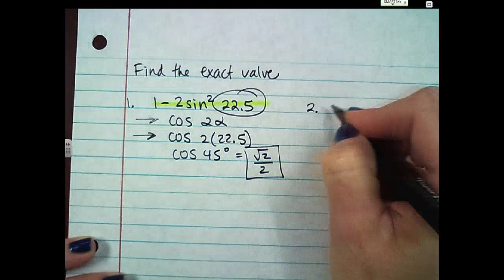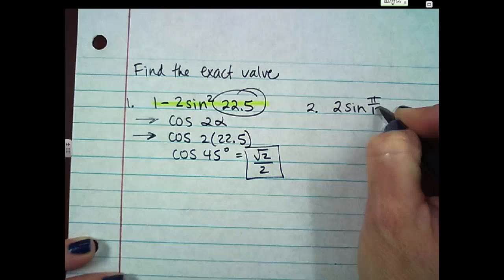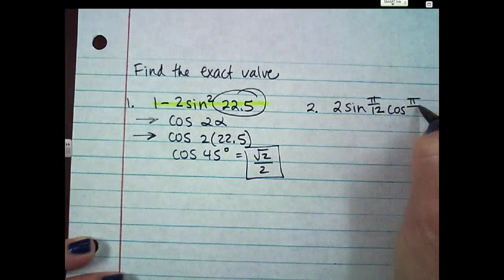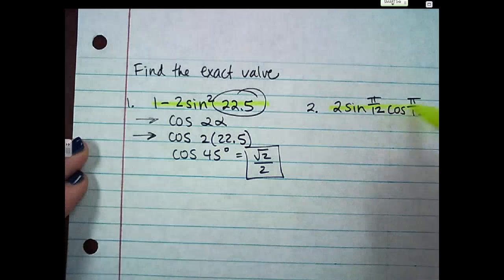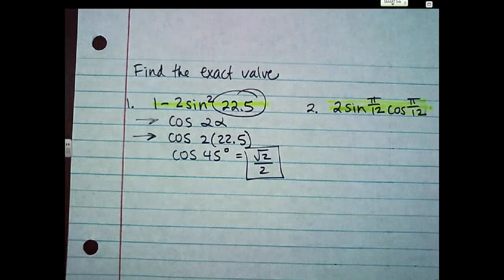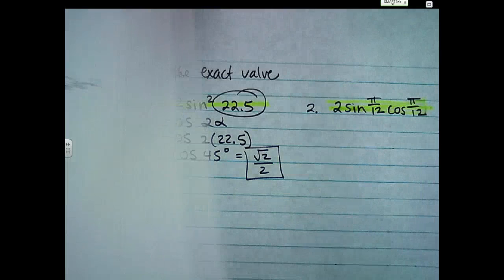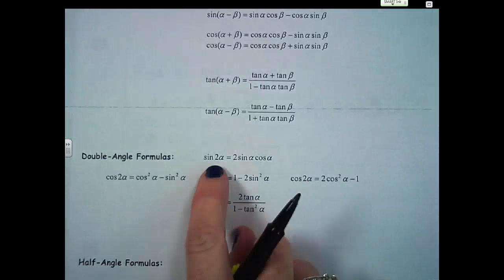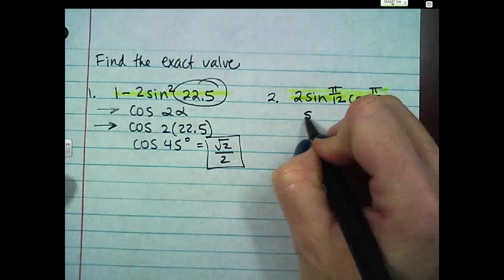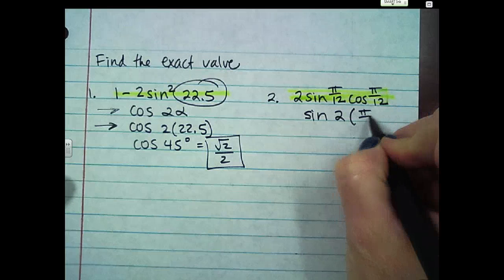Number 2. 2 sine of pi over 12 times cosine of pi over 12. Find which formula that matches. 2 sine cosine. That's going to be on your chart, okay? It would be sine of 2 alpha, or 2 theta, whatever. So you're going to take sine of 2 times pi over 12.